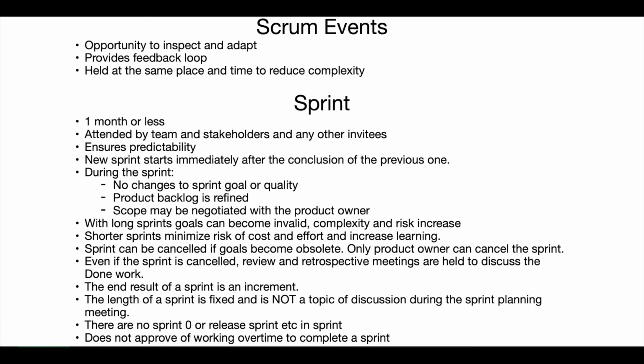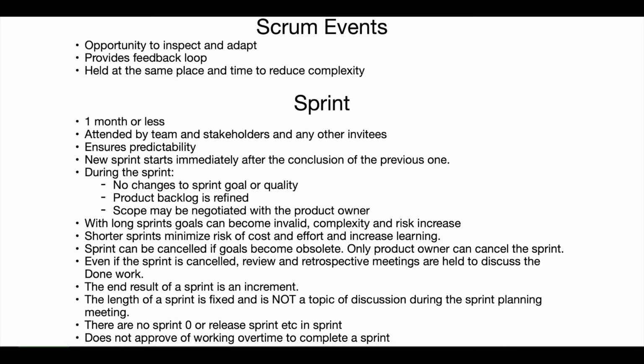Scrum Events. Scrum Events are opportunities to inspect and adapt. They provide a feedback loop and they are held at the same place and time to reduce complexity. Sprint. A sprint is typically one month or less. That is called time boxed for a month or less. Attended by the team and stakeholders and any other invitees.